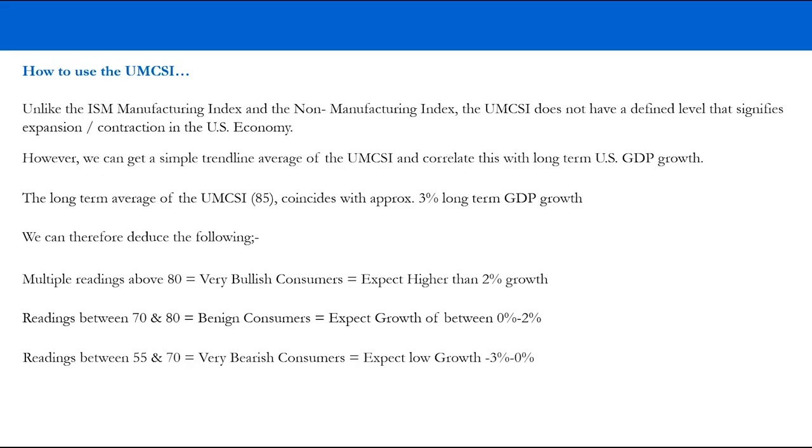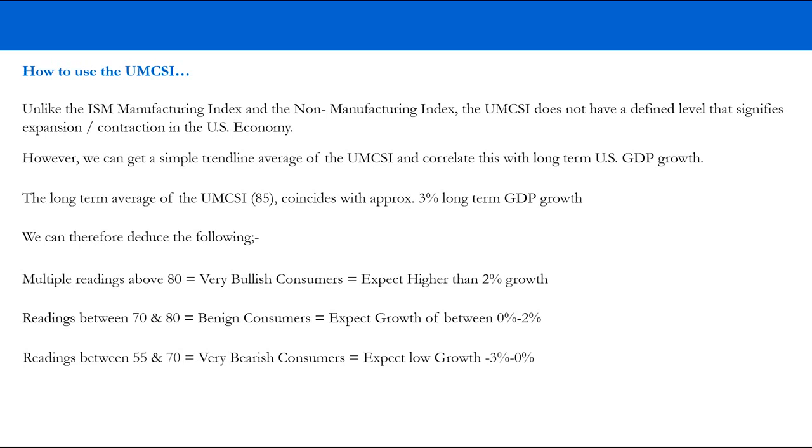What you actually have to do is correlate the level of the UMCSI historically with the levels of GDP growth that they predict. So long term, the average level of the consumer sentiment index is 85, and this coincides with approximately a long-term growth rate in the United States of around 3%. So we can deduce the following really.